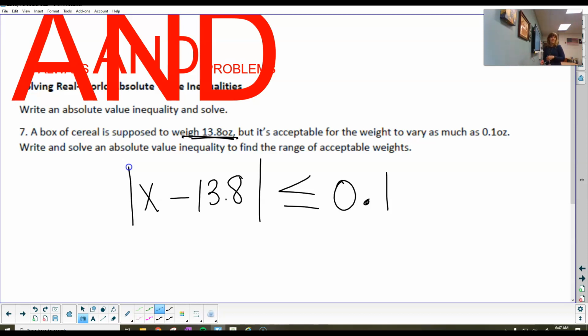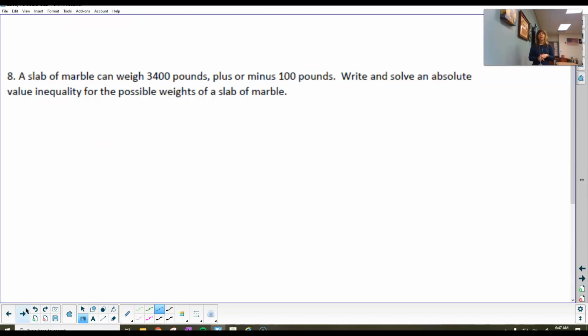Let me go ahead and write the next word problem for you. So for this problem, we're talking about a slab of marble. It can weigh 3,400 pounds plus or minus 100 pounds. Write and solve an absolute value inequality for the possible weights of this slab of marble. Again, always this setup.